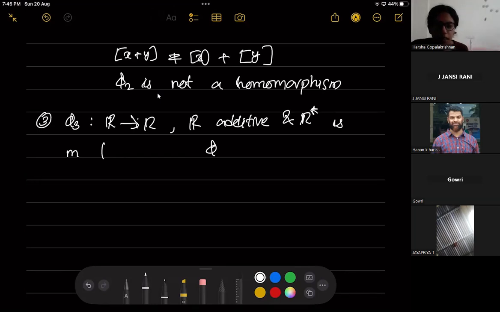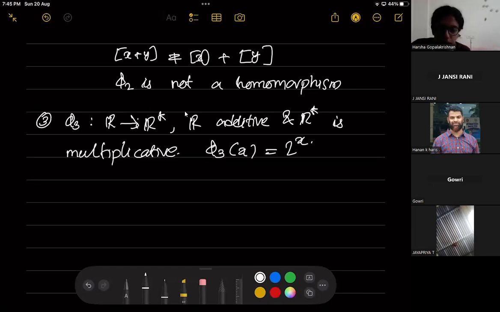So again, I have a map phi 3 from R to R star. Here R is additive. R star means the set of all non-zero elements in R, and it is under multiplication. It is given that the function is defined as phi 3 of x equal to 2 power x. So let's check whether it is a homomorphism or not. What do you think?